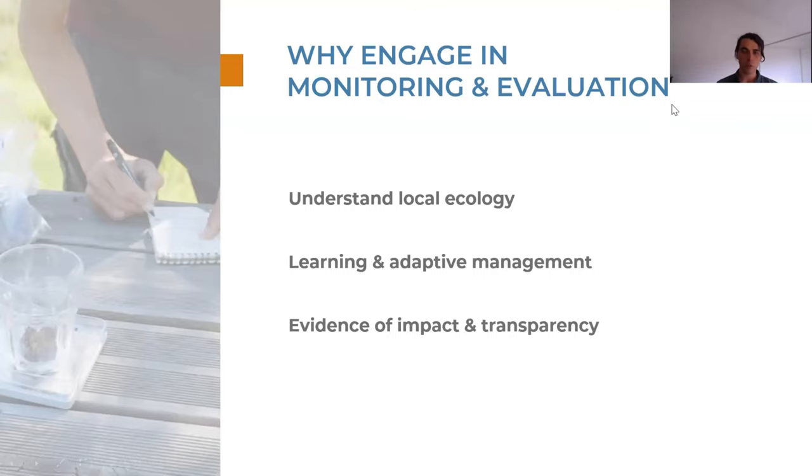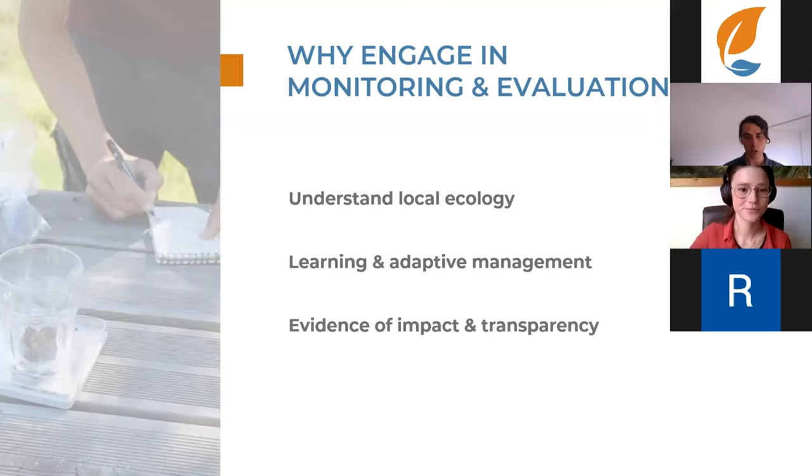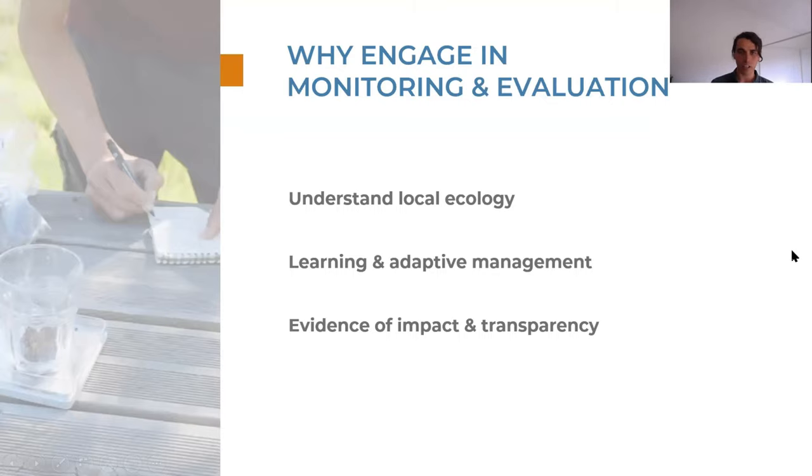So all of this is part of a vast learning cycle and adaptive management loop that camps can engage throughout their work. In doing so, we can also create some figures of the impacts the global movement is having on the world and share this with the wider world, so that we can also increase the legitimacy of the work of ecosystem restoration camps. Next slide.